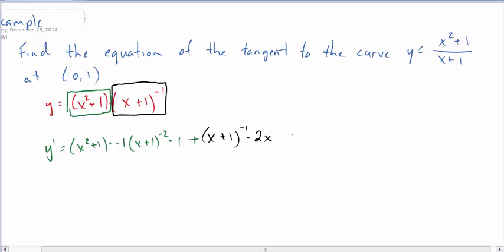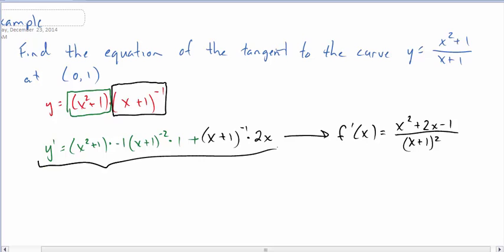This can be simplified. We could say that the derivative is equal to x squared plus 2x minus 1 over x plus 1 squared. And I challenge you to try to get there algebraically, but having it this way is sufficient for what we need to do. It's okay if you leave it there. So this is our f prime of x.